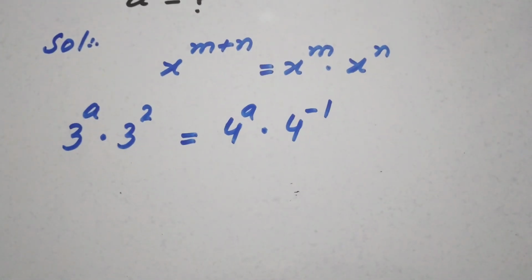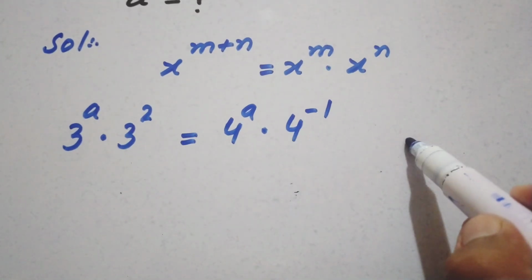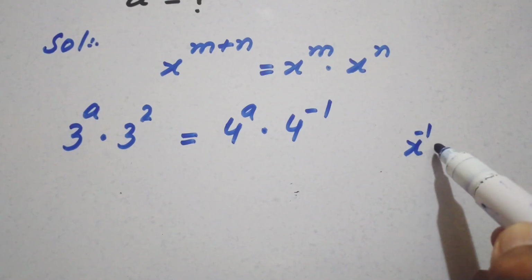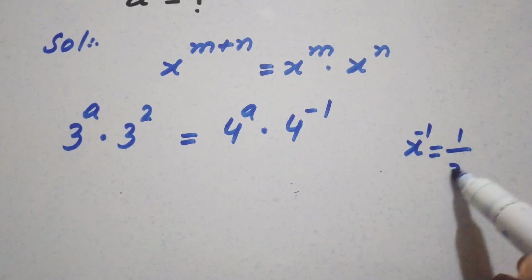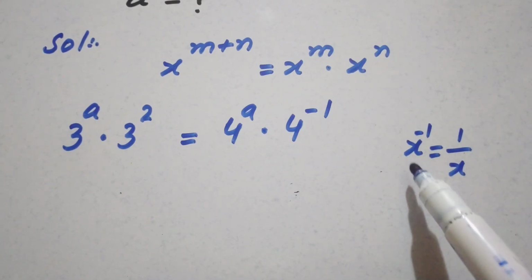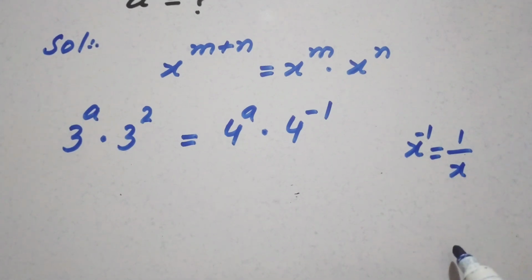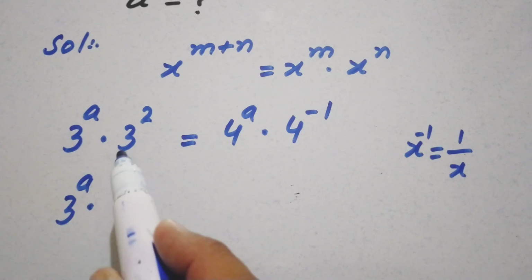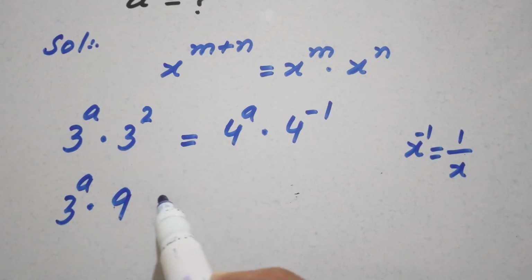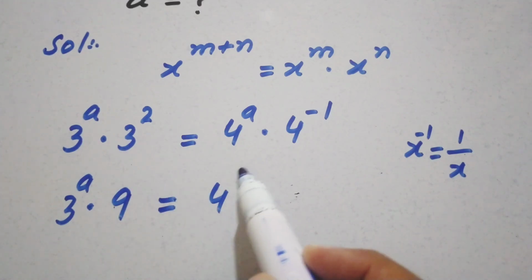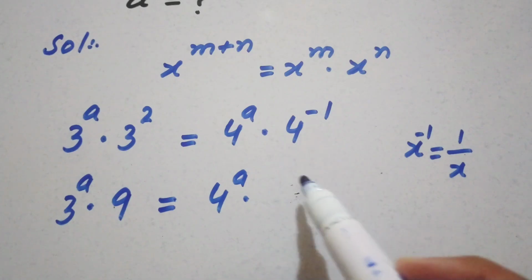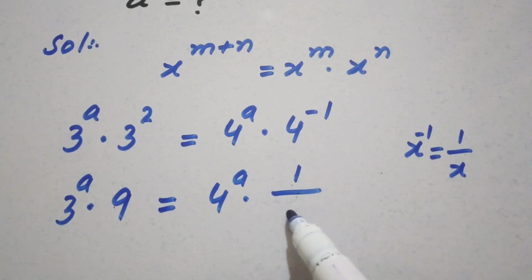In the next step, if we have x power minus 1, this is equal to 1 divided by x. By moving this x from numerator to denominator, the power will be positive. So 3 power a multiplied by 3 squared, which is 9, is equal to 4 power a into 4 power minus 1. We will write this as 1 divided by 4 power 1, which is 1 divided by 4.